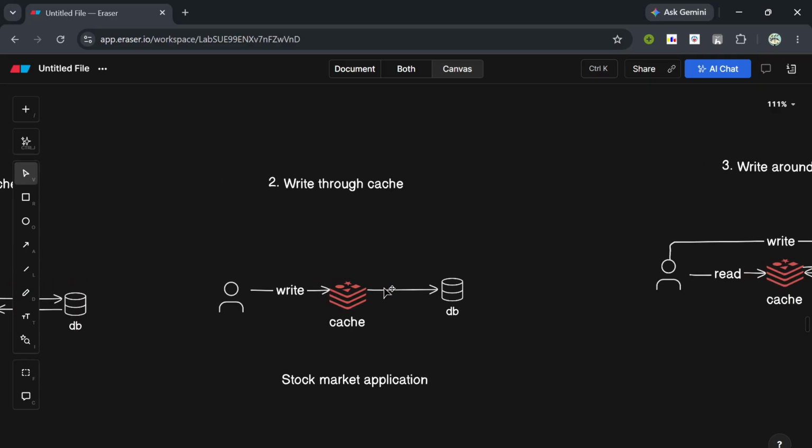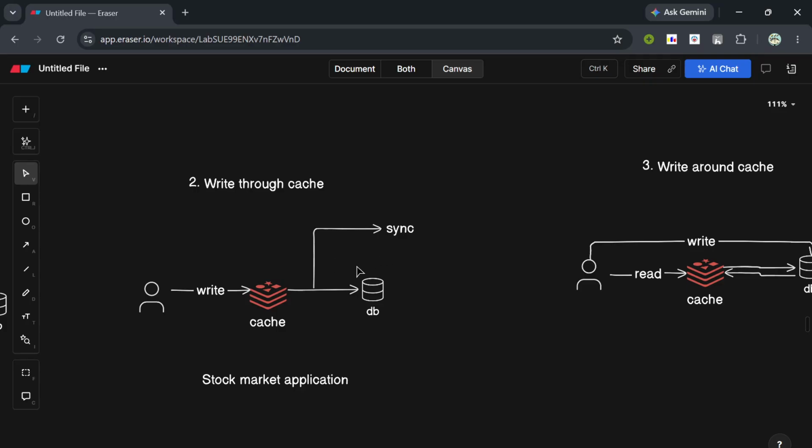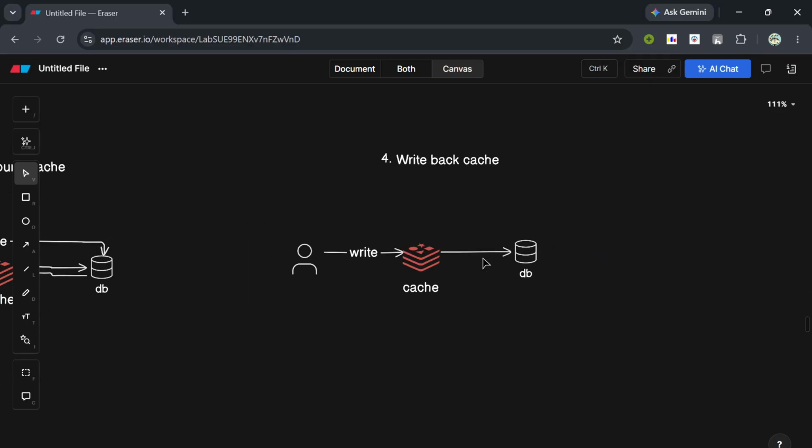In write-through, the process by which the cache is updating the database is a synchronous process, so it happens one by one, in synchronization. But here, the database updating process is an async process. So we write in our cache normally, and the cache is responsible for updating the DB, but it updates the DB in the background in an async job.